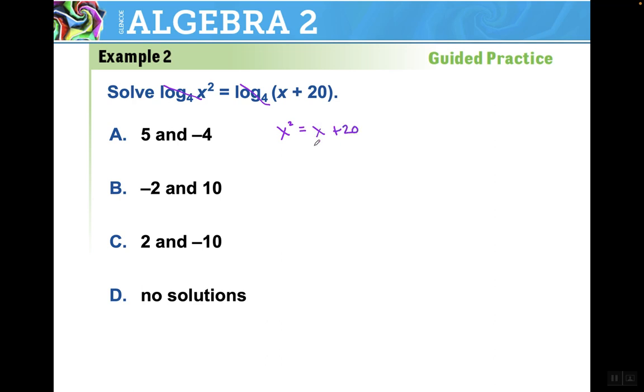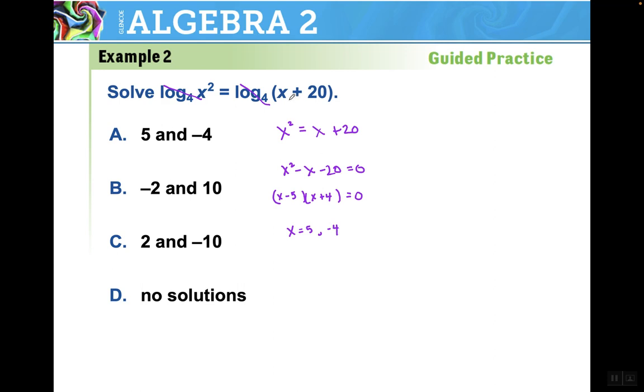Again, I'll just subtract the x and subtract the 20 so I can get 0 on one side since it's a quadratic. x squared minus x minus 20 equals 0. I will factor this one. Two numbers that multiply to -20 but add to -1 are going to be x minus 5 and x plus 4. When I set each of those equal to 0, I get that x equals 5 and x equals -4. But I need to check them.